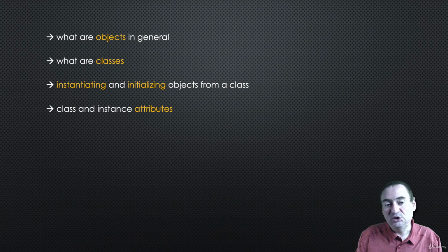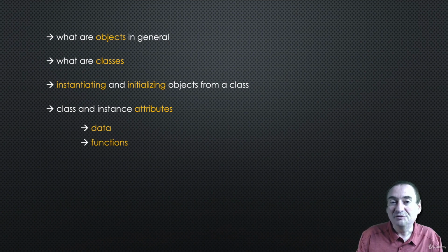So then we'll take a look at class and instance attributes. And those are things basically that give us functionality on the objects and the classes. Things like data, data that's contained in an object. Like if you have a car object, a piece of data might be the number of doors that the car has. And then we have functions, which is functionality that the object provides. For example, if we have a car object, we may have a function called start car.